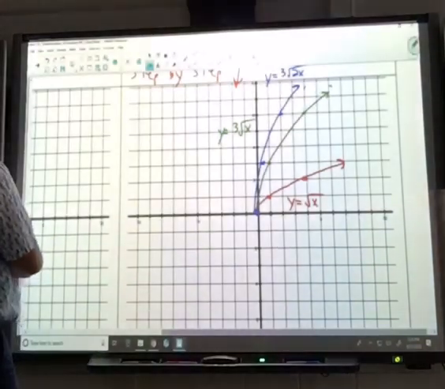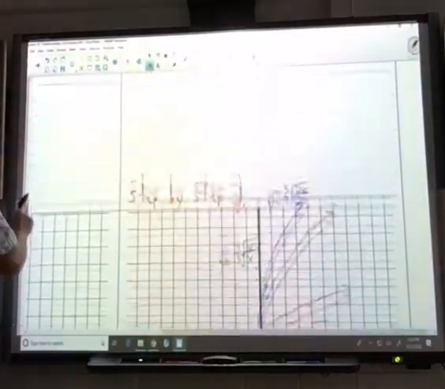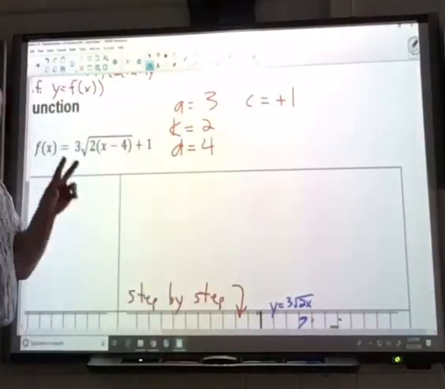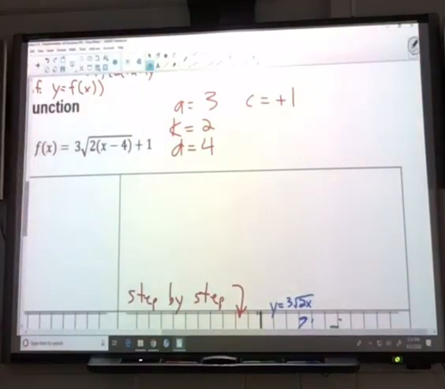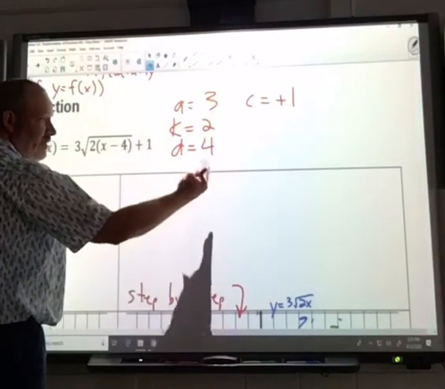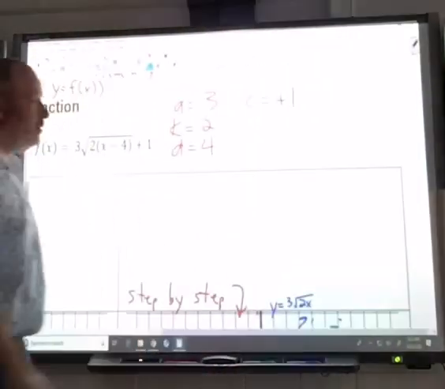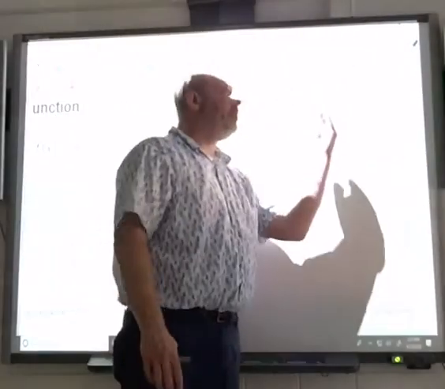Again, I need a different color. We're going to a D value of 4 and a C value of 1. I'm going to do both at the same time because I only have 4 markers and 4 colors. But you can go ahead and do D, move every point to the right 4. And then from that drawing, move every point up 1.